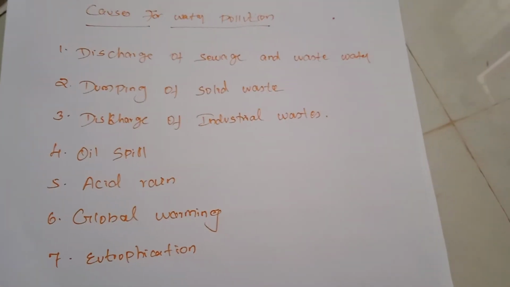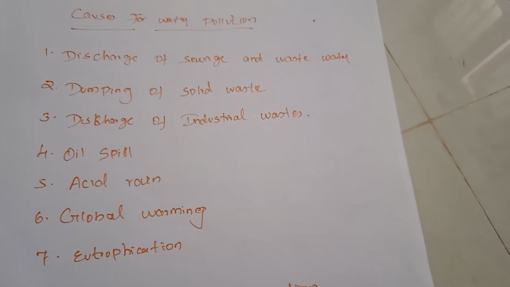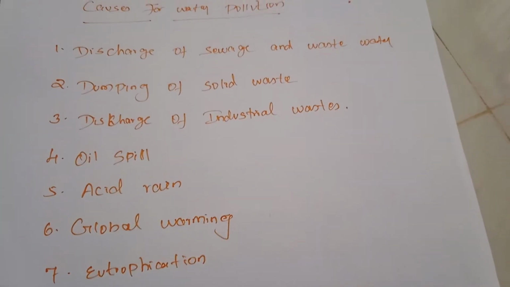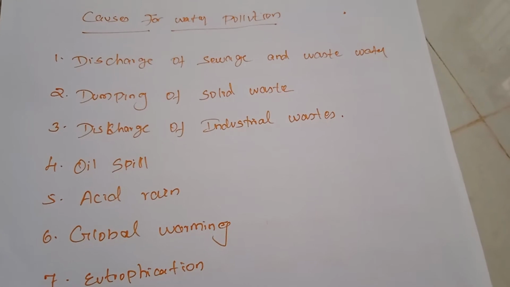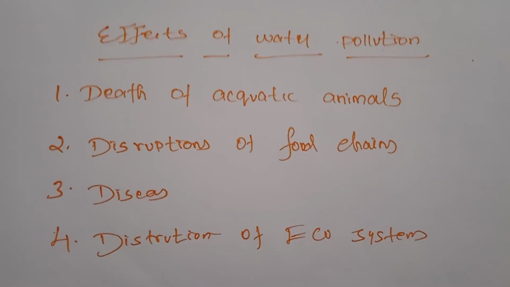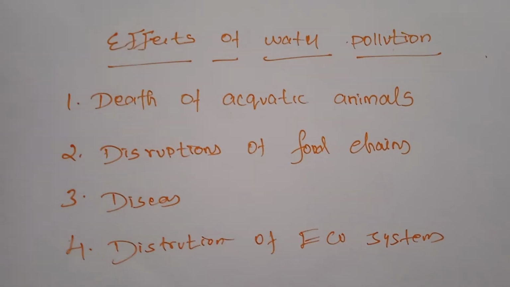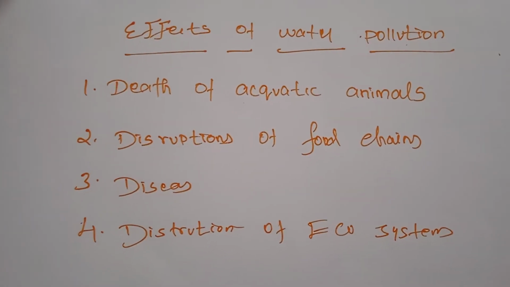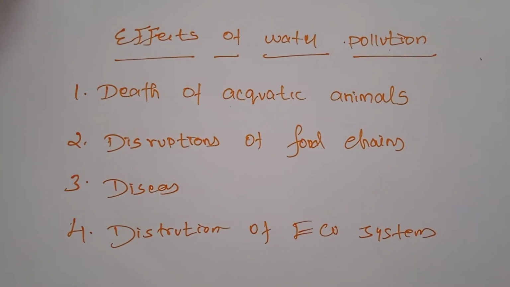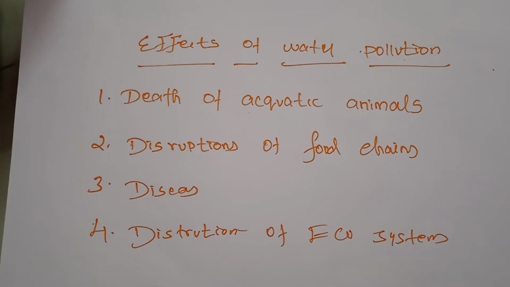So I think it is very easy, and these are the seven points. You now know the reasons for water pollution, and you can write them. Next, the effects of water pollution. If the water is polluted, what effects will come, and who will be affected by water pollution?